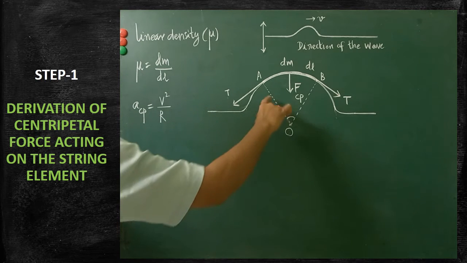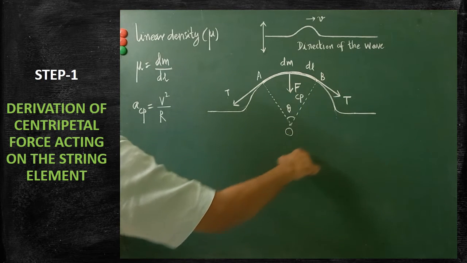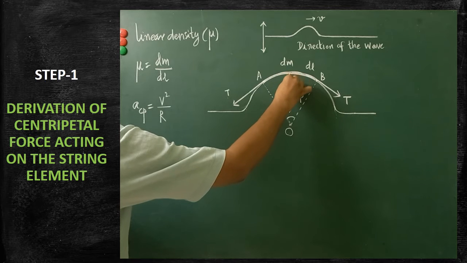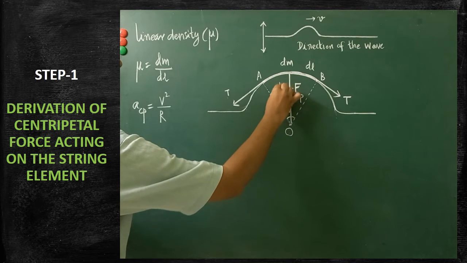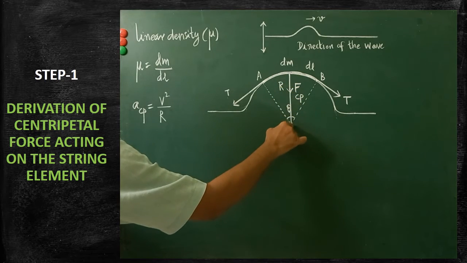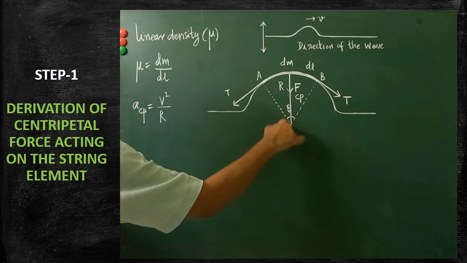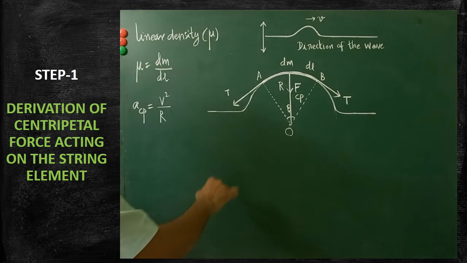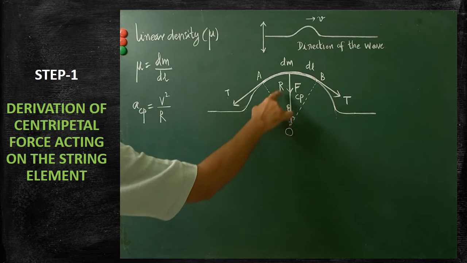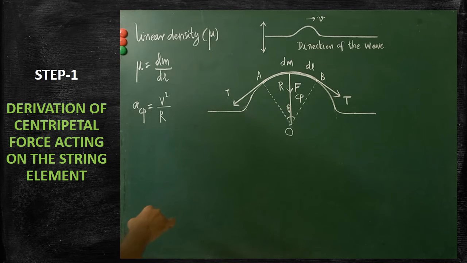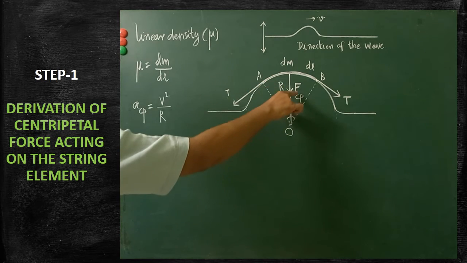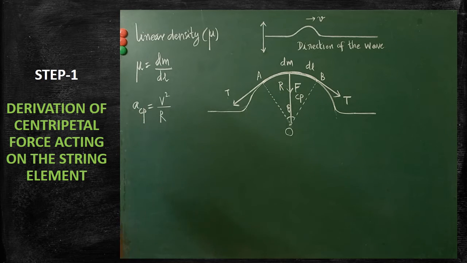Here, which one is R? If it is extended, you will get a circle. This portion gives you the center of the circle, and this portion can be taken as the radius of the circle. Through this radius alone, the centripetal force and centripetal acceleration both are acting. So V square divided by R is the expression for centripetal acceleration.